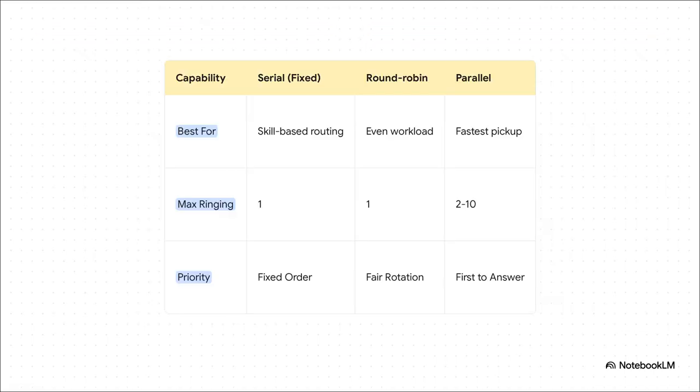So this little table here makes it really easy to pick the right one for your team. Look, if you need that skill-based routing, sending calls to your top expert first, you're going to want serial fixed. If your goal is to spread the calls out evenly, to be fair to everyone on the team, then you'll want round robin. And if your number one, absolute top priority is just getting that phone answered as fast as humanly possible, well, parallel is going to be your best friend.